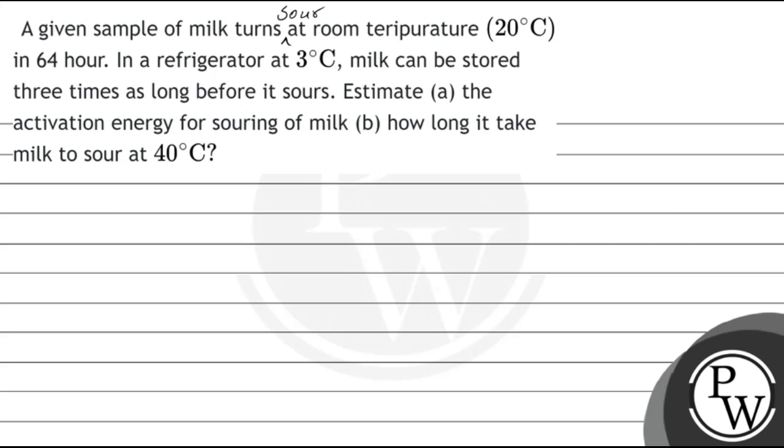Hello children, let's read this question. A given sample of milk turns sour at room temperature, that is equal to 20 degrees Celsius, in 64 hours. In a refrigerator at 3 degrees Celsius, milk can be stored 3 times as long before it sours. Estimate the activation energy for souring of milk and the time for milk to sour at 40 degrees Celsius.